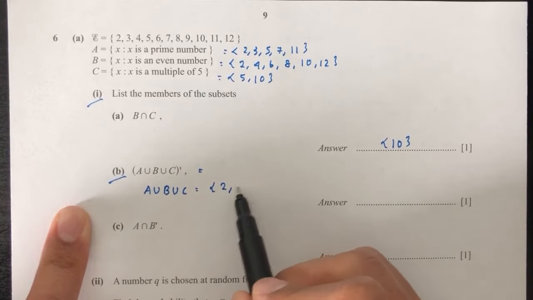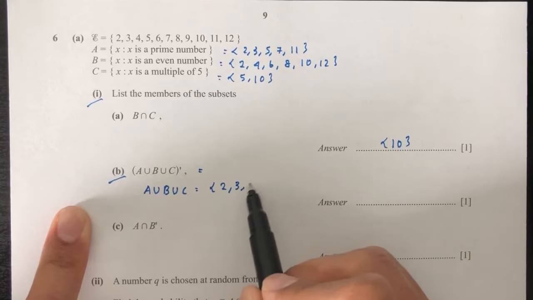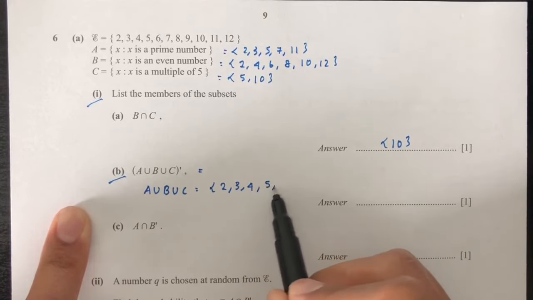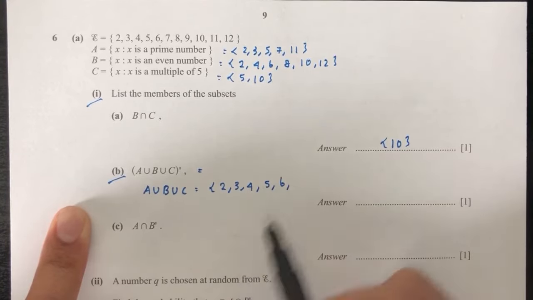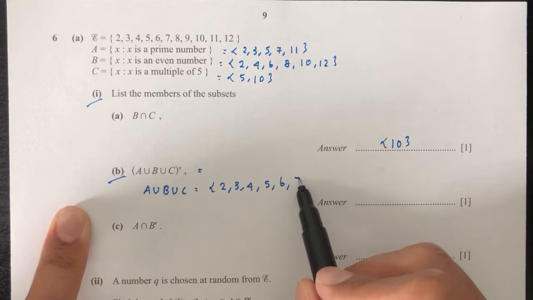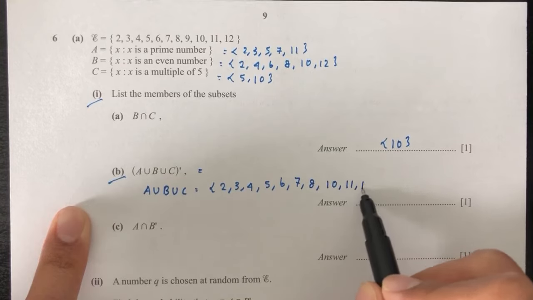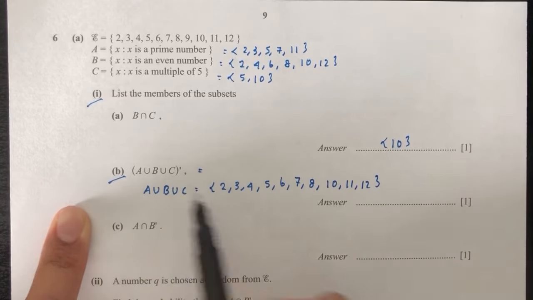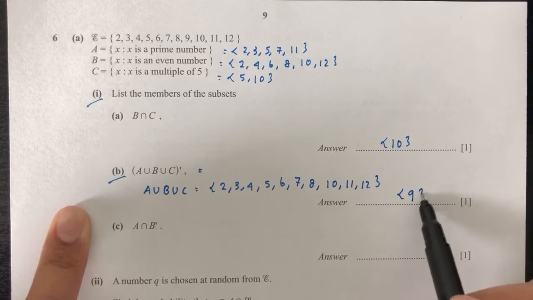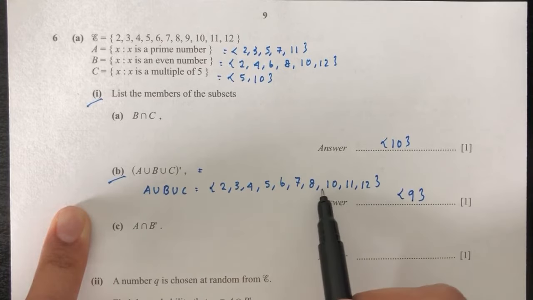Should be 2, 3, 4, 5, 6, 7, 8, 10, 11, 12. So outside we have only one, which is 9. As you can see, 9 is not in here.